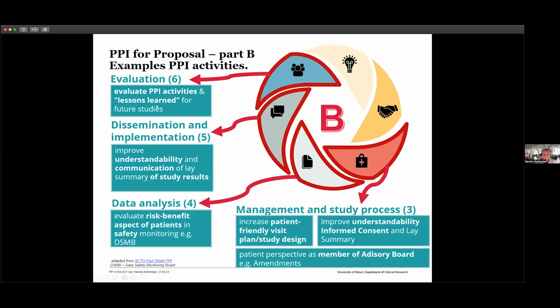And very importantly, for example, if you want to evaluate, and this is something you really should do, evaluate your PPI activities and have some lessons learned for your future projects, so that you really know what was very good and what can be improved. But as well, here there will be some more concrete examples in the next talk.